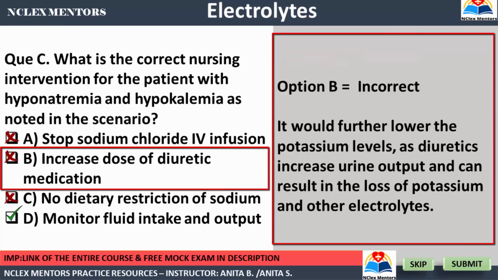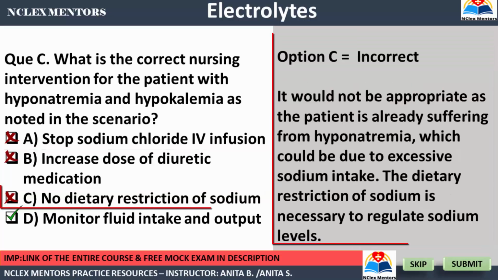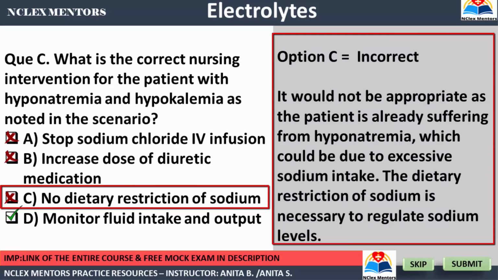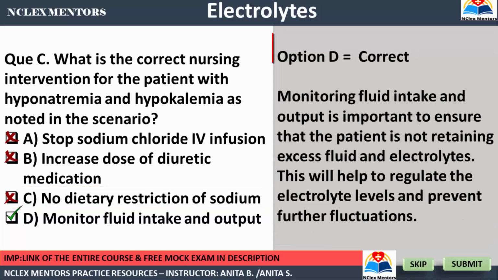Option B, increasing the dose of diuretic medication would further lower the potassium levels, as diuretics increase urine output and can result in the loss of potassium and other electrolytes. Option C, no dietary restriction of sodium, would not be appropriate as the patient is already suffering from hyponatremia, which could be due to excessive sodium intake. The dietary restriction of sodium is necessary to regulate sodium levels.